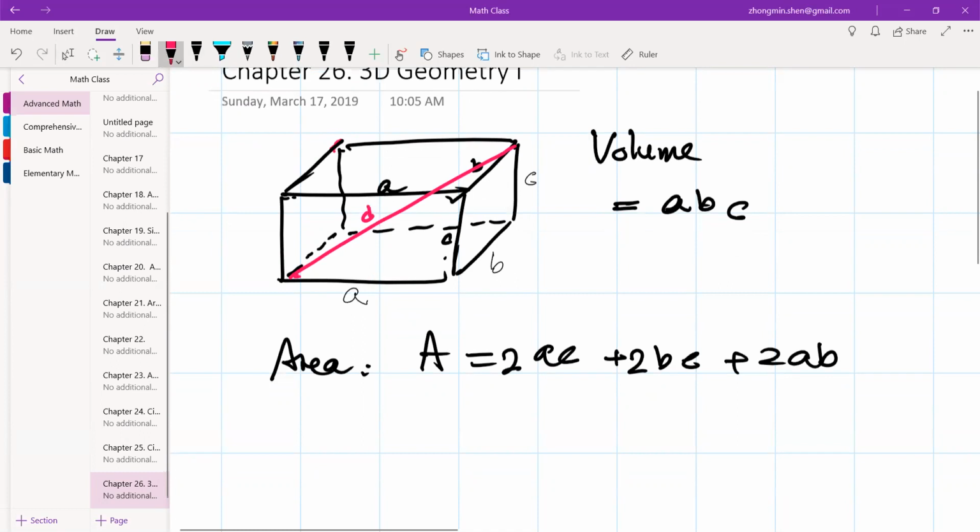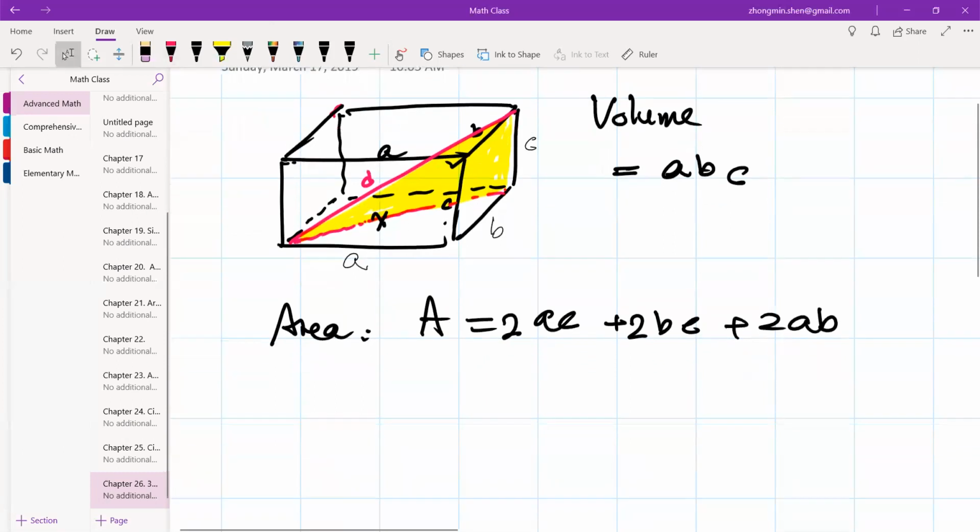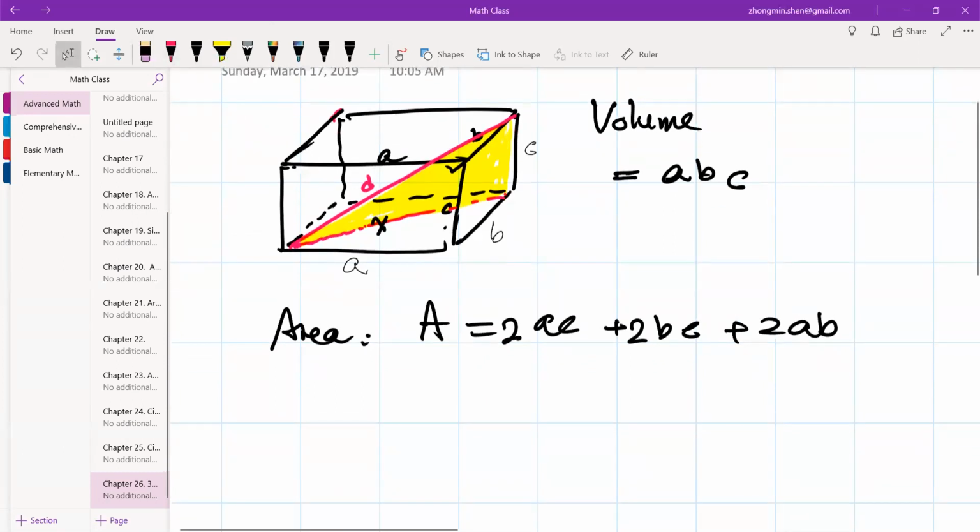Yes or no, right? So the idea is to apply the Pythagorean theorem to this. How can I do that? I draw another diagonal at the bottom. Then I get a vertical rectangle, a right triangle. This is a right triangle. The length of the diagonal in the base is called x. So clearly d squared is going to be x squared plus c squared.